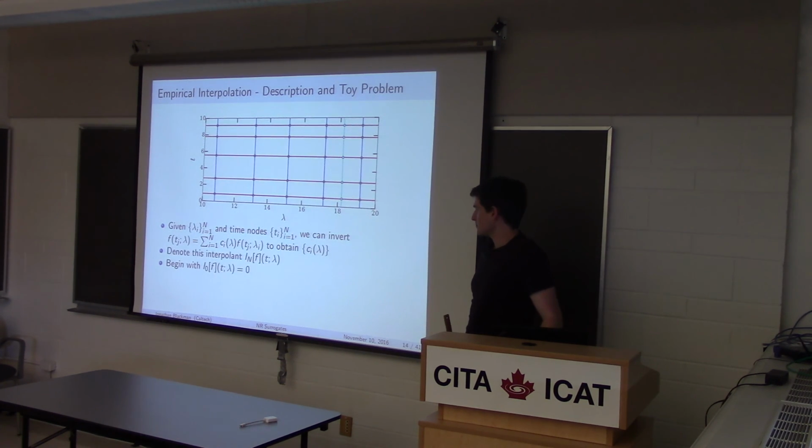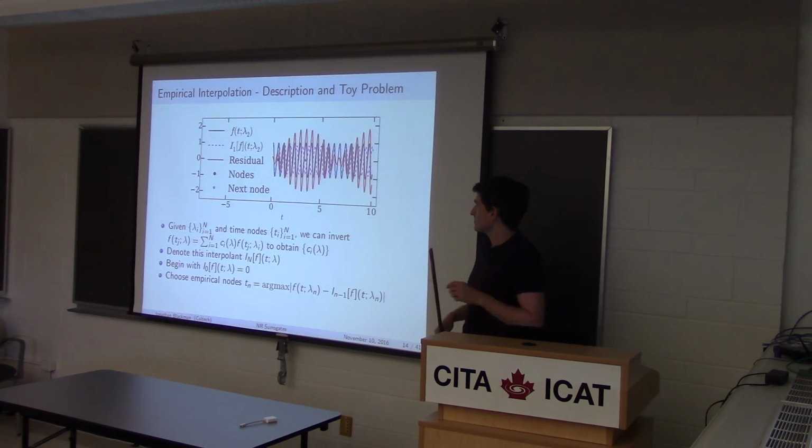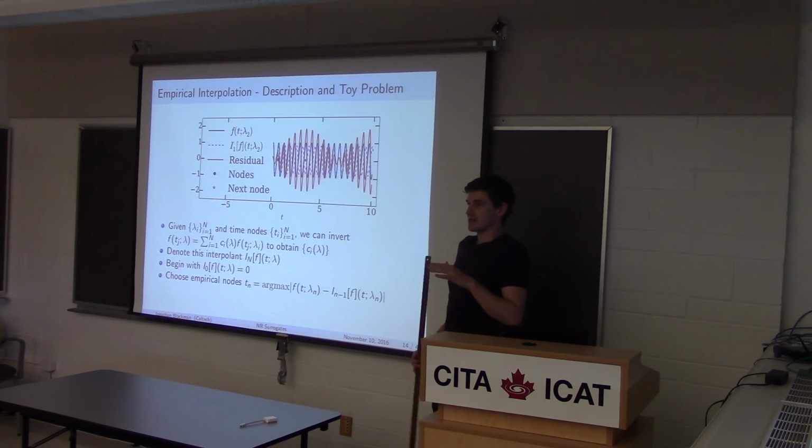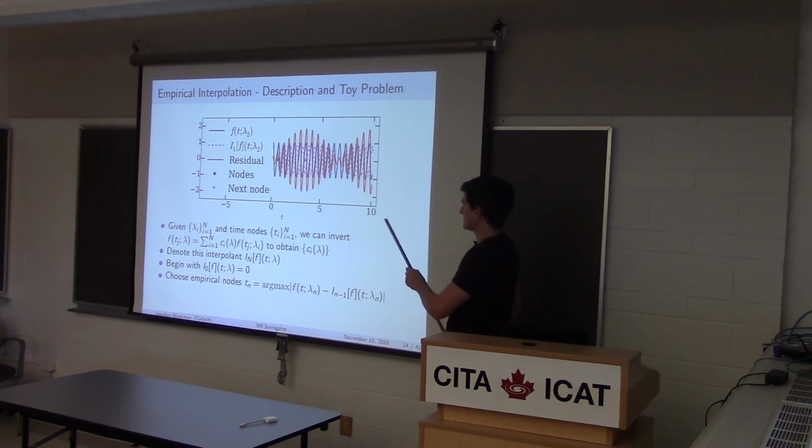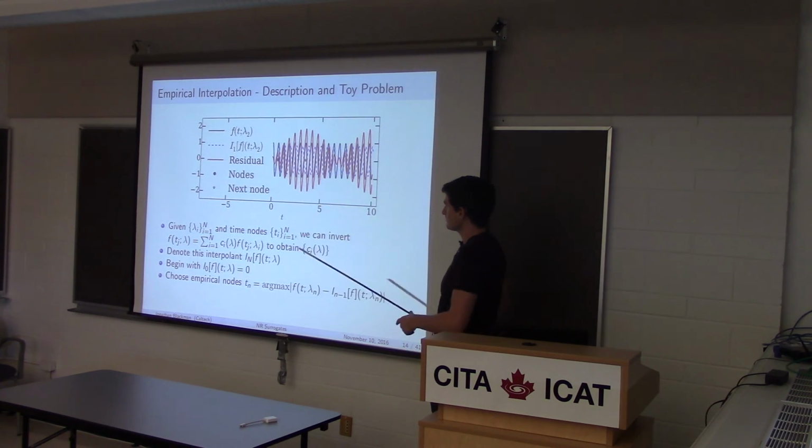So we're again going to use a greedy method where we start with an interpolant that just returns the 0 function. And we're going to evaluate this interpolant on the next basis function we have. So here I'm assuming we've already chosen our first empirical time node. That's this black dot here.